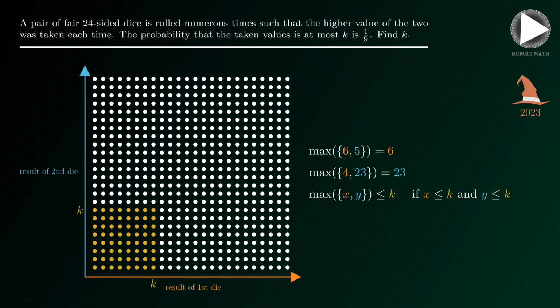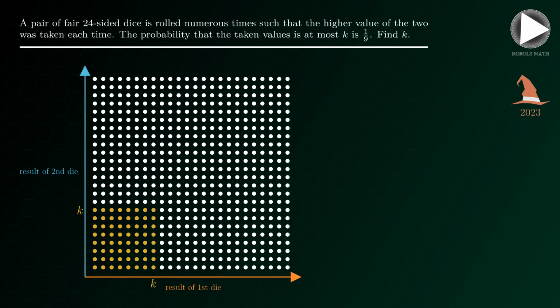Now this becomes interesting because we have a finite number of desired outcomes, which is colored gold in this case, and a finite number of total outcomes, which is basically all dots in this grid. We are given that the probability that the maximum value is at most k is 1/9. The probability on the left side can be expressed as the ratio of favorable outcomes and the total number of outcomes, as we know from the definition of probability.